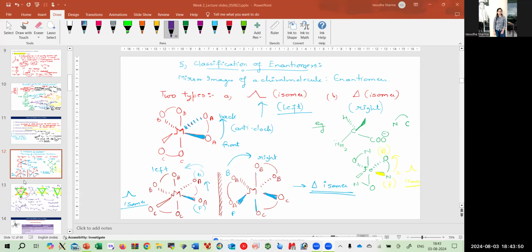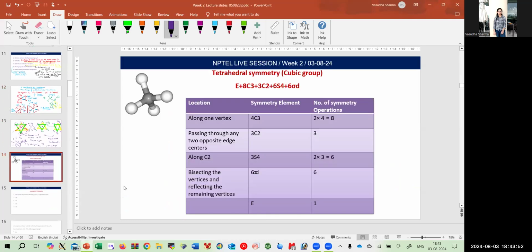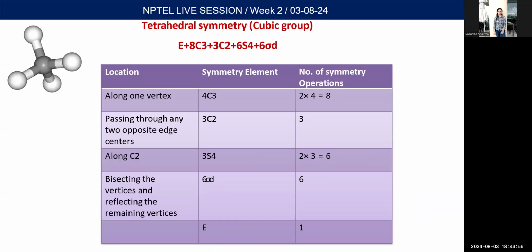Okay. So now we will first just take an example of this tetrahedral, because I introduced the cubic point groups. The tetrahedral is one such example. So we will understand what this tetrahedral symmetry is and how we find out which symmetry elements are present over here.